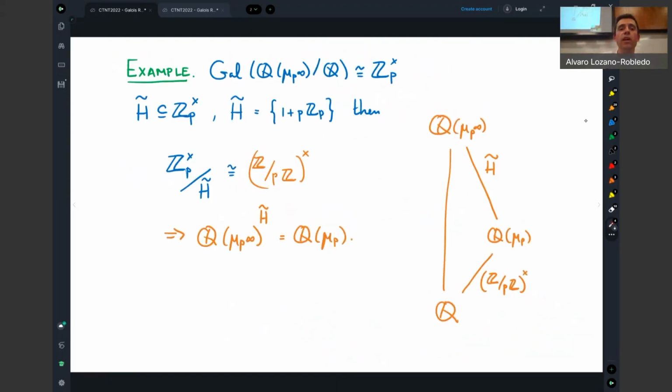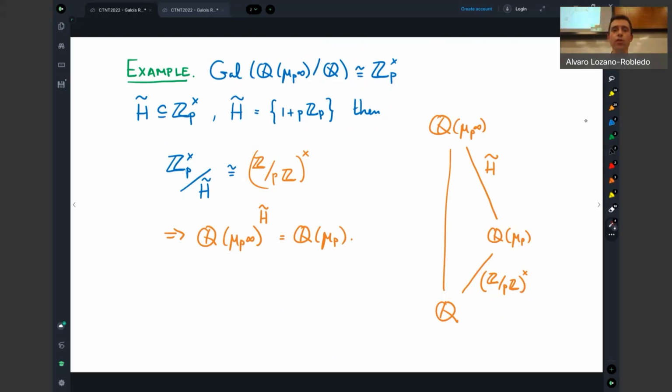So for example, if my closed subgroup is just the units that are 1 mod p, then I can try to figure out what is that fixing. Well, this Galois group here will be isomorphic to the quotient of Z_p cross by this closed subgroup. But if Z_p cross was this cross this, then if I mod out this, what I get is the second factor. So this extension has to be isomorphic to (Z mod pZ) cross, and then you can prove that that is actually the p-th roots of unity.